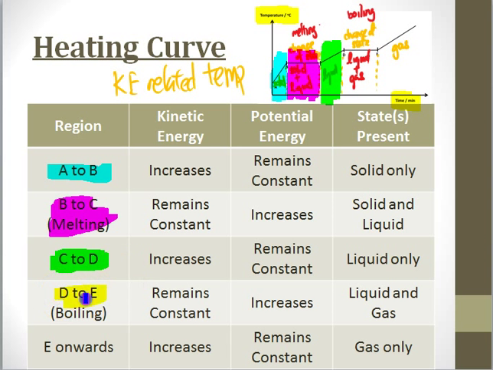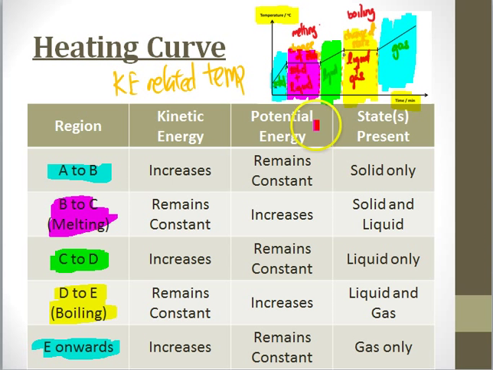And the last one, we talk about D to E. We say that the kinetic energy remains constant because temperature is constant, but the potential energy increases. At this point, only liquid and gas are present. And the last part, we talk about E onwards. Only gas is present. At this point, temperature increases, so kinetic energy increases too.